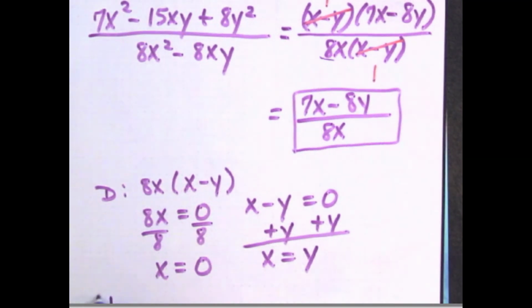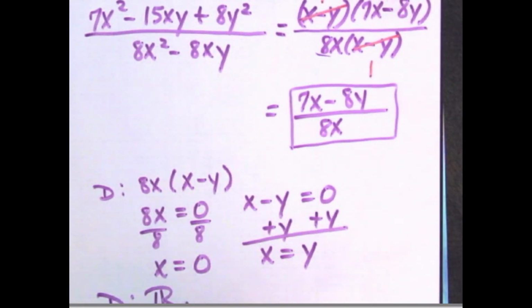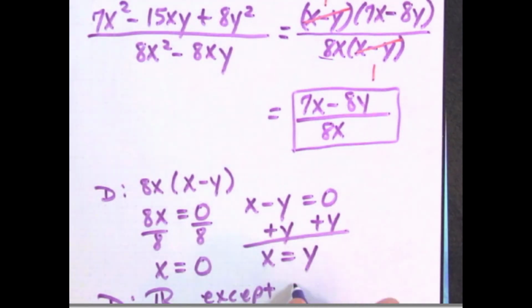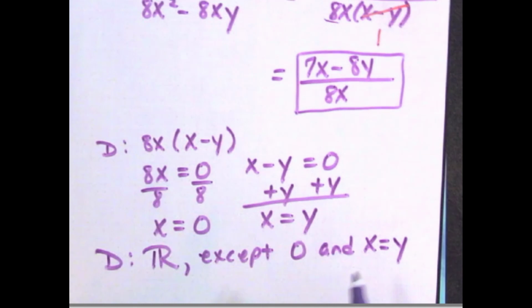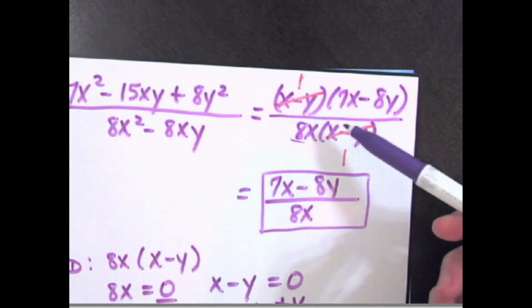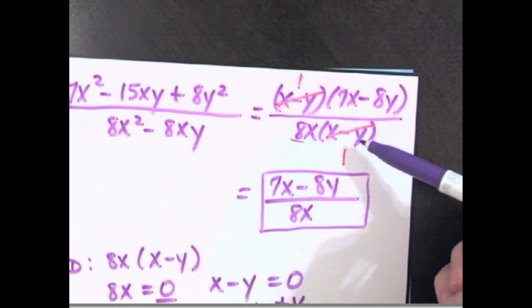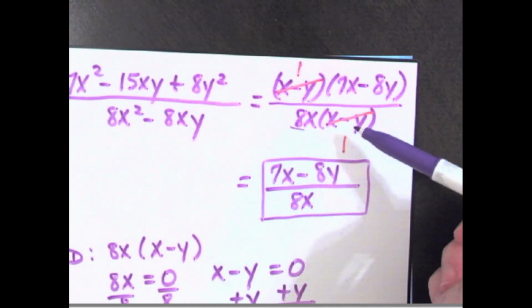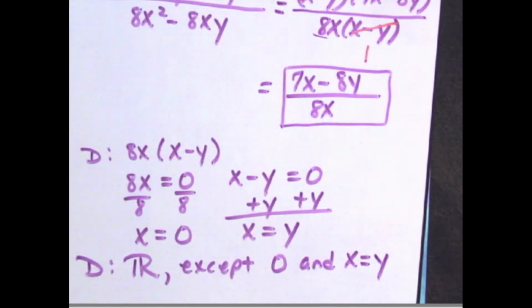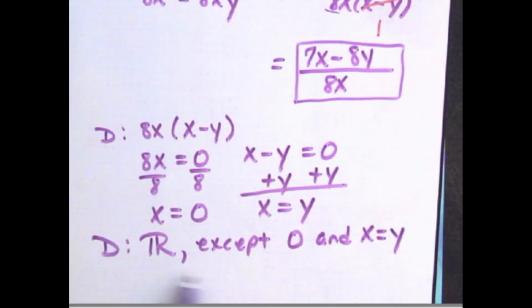So this would mean all real numbers, fancy R for real numbers, except 0 and x equal to y. So that would be points like 1, 1, 2, 2, 3, 3. So we don't want our x to equal y. So like if your x was equal to y, you'd have like 2 minus 2. You know, if x was 2, that would just mean y was also 2, which would give you 0. We don't want that. Okay, so here we have our simplified answer and our domain.